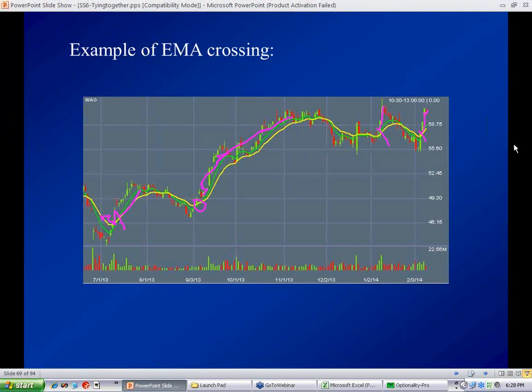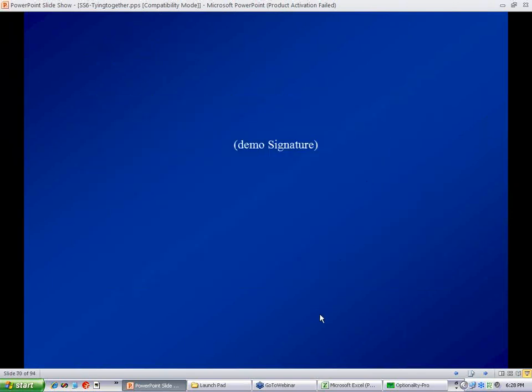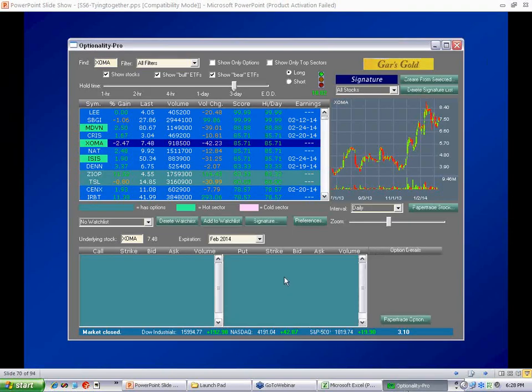EMA is exponential moving average. All right. Now, I just gave an example here of a really, really good one, but they can be bad as well. And therein is where you want to know how effective they are. I'm now going to show you the actual feature in the product.